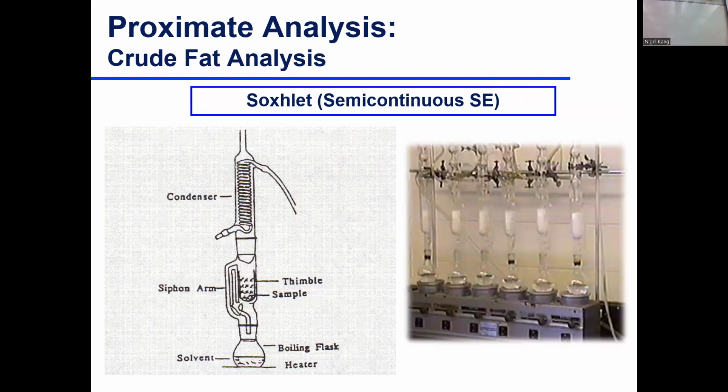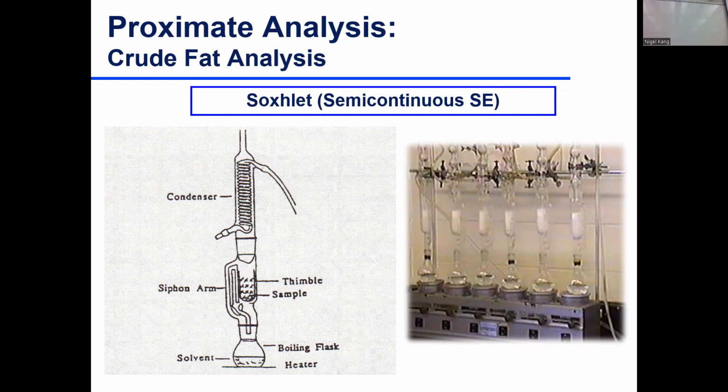Soxhlet, which is a semi-continuous method. So you have your hot plate. Each section is like this. You have your heater or hot plate, and you have a boiling flask. Then you add your solvents here. There is another middle glass compartment in this part, and then you can put your sample, which must be pre-dried, your dry sample in the thimble, and then put it here.